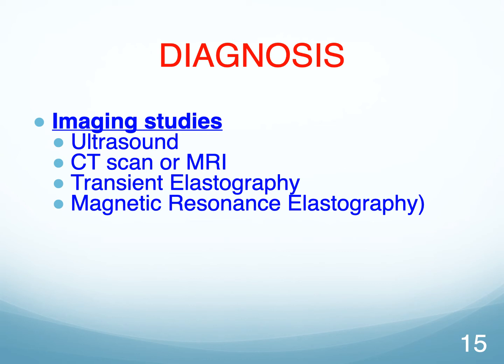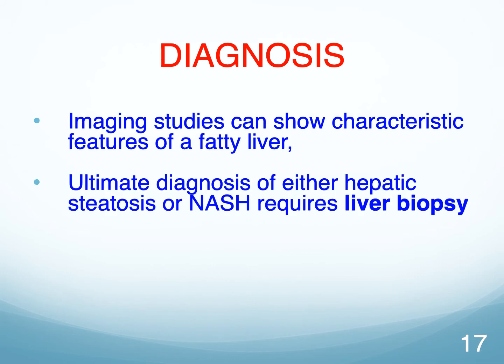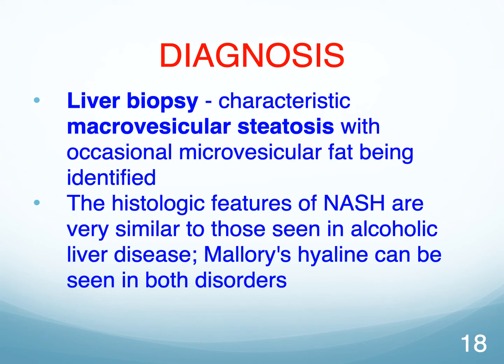But even if you have patients with abnormalities upon imaging studies, still the gold standard is liver biopsy. Imaging studies can show features of fatty liver, and liver biopsy is characterized by macrovesicular steatosis, and the histologic features of NASH are very similar to alcoholic liver disease.